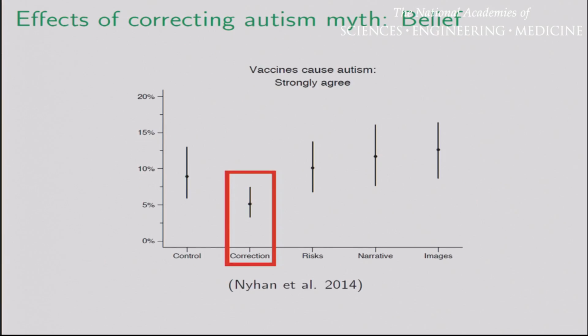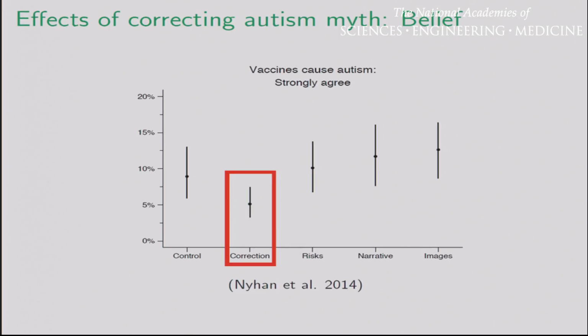And I have good news and bad news to report. The good news is that belief in the myth did go down. So what you can see here is the predicted probability that respondents in our survey would strongly agree that some vaccines cause autism. And you can see that relative to the control condition on the left, the corrective information, which is highlighted in red, there are some other conditions I'm not going to talk about in the interest of time, moved belief in the myth downward, right? So it's having the intended response. Fewer parents are expressing agreement with the myth that vaccines cause autism.